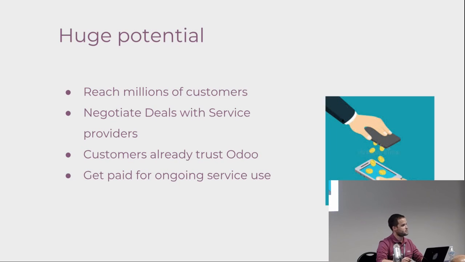So there's a lot of potential for the customer, but as well for the service provider. You can reach millions of customers easily. You can negotiate deals with providers if you have a huge volume of customers. The customer already trusts Odoo, so they don't have to worry about your brand image. They just know that the service is being provided. They don't know who it's being provided from. And of course, you get paid for an ongoing service, so it's kind of a microtransaction. Every time you have the service, you get paid, and it's not like, for example, we have now the App Store, where you only get paid for the one time that you sell your app.